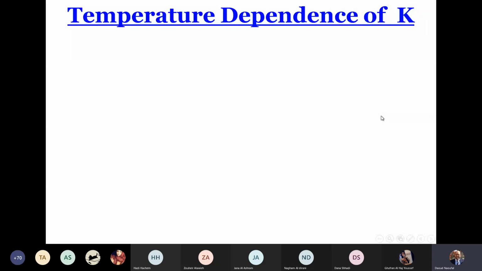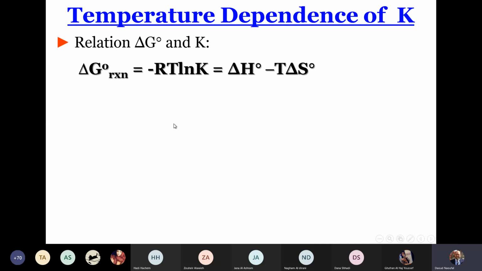Temperature dependence of K. Since delta G0 depends on the temperature, one of the main problems in the use of the formula K equals e to the power minus delta G0 divided by RT is to use delta G0 at the same temperature in the formula. Since delta G0 is temperature dependent, K is temperature dependent.